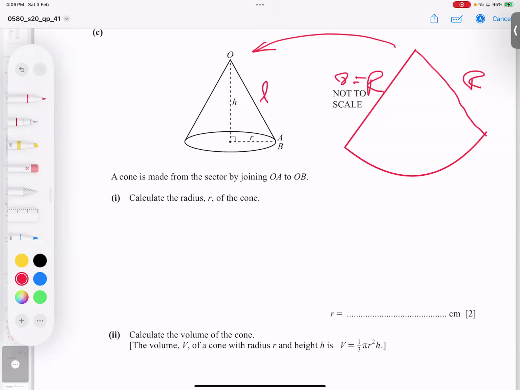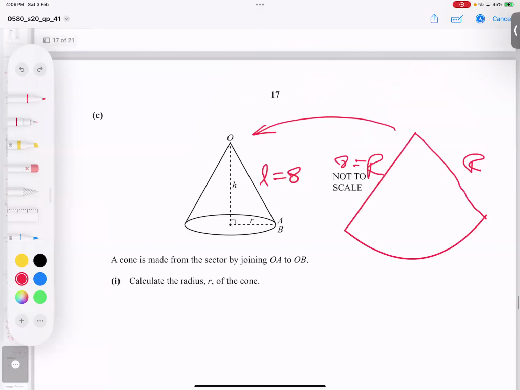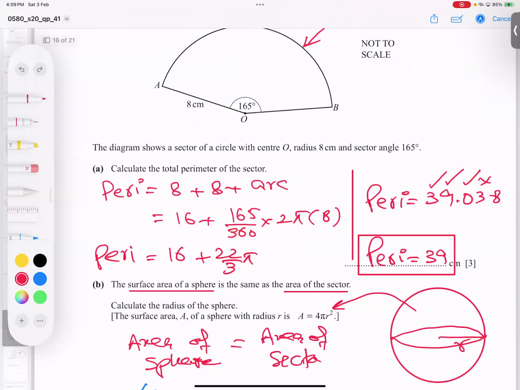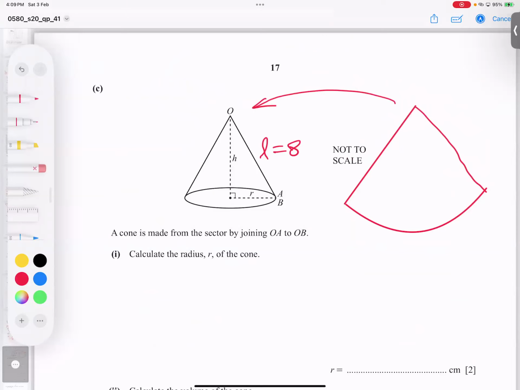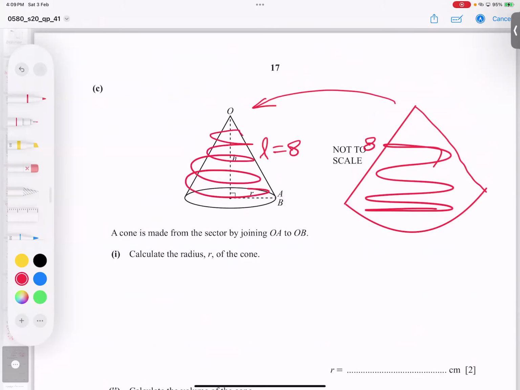I repeat my word, slant height and the radius are equal. So that is why both are 8. You can see here, this is an 8, this is an 8. This is the radius of the sector. So the radius of the sector and the slant height of the cone are equal to each other. This is a fixed rule. The second rule, which is very important, is that the area of the sector equals the curved area of the cone.